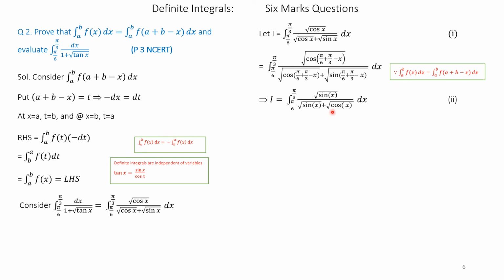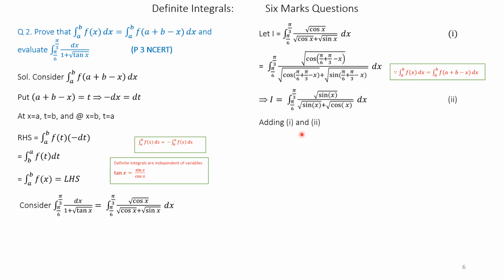Therefore, I is equal to sin x. We know from complementary angles, cos of (90 minus x) is sin x. Therefore, we are substituting the value in terms of complementary angles. So the above equation, that is equation 1, after putting the complementary values, becomes the square root of sin x divided by the square root of sin x plus the square root of cos x, within the given limits.